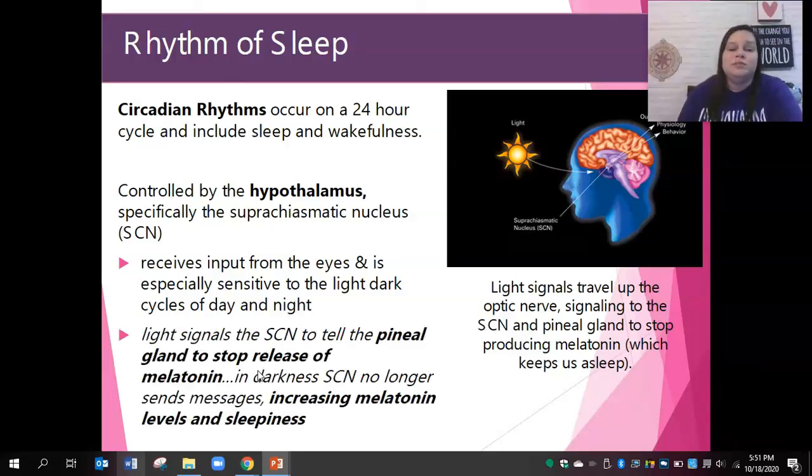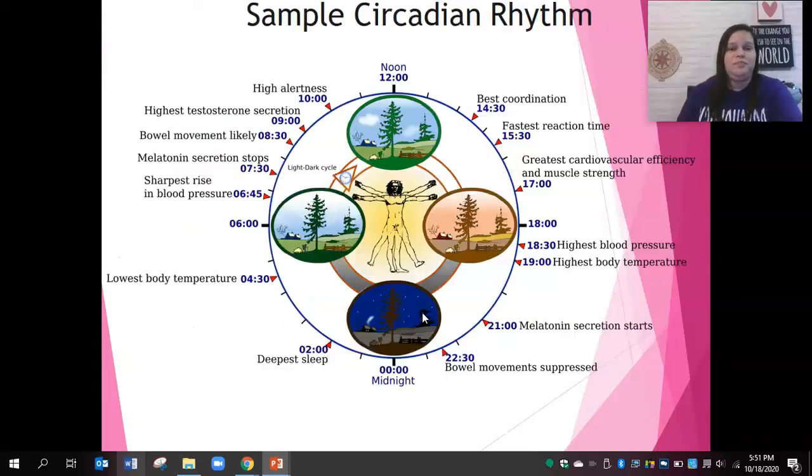That part of the hypothalamus is triggered by light. The optic nerve sends light signals to the brain, and that signals to the hypothalamus and the pineal gland to release melatonin. Melatonin is what tells us to get sleepy. Or sorry, it doesn't release then. It stops releasing it when we have light. So melatonin makes us sleepy. When we're exposed to light, we stop producing melatonin. When we're exposed to dark, we produce more melatonin, and that makes us more sleepy.